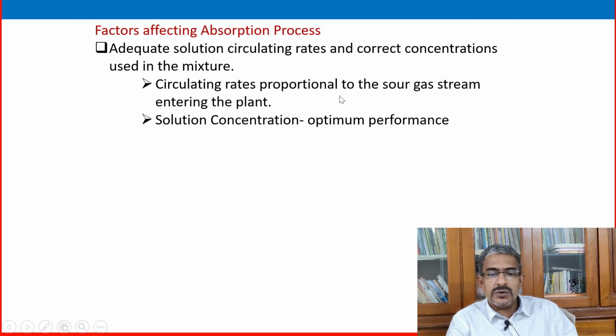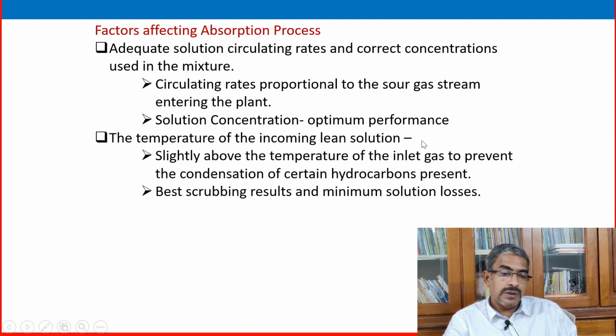Circulating rate is proportional to the sour gas. How much sour gas is entering the system? According to that, we have to fix the circulation rate. And solution concentration: if we get the solution at maximum concentration, we will get optimum performance. And the temperature of the incoming amine is another important matter.